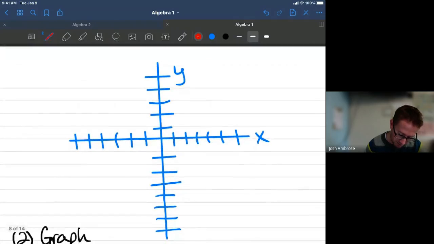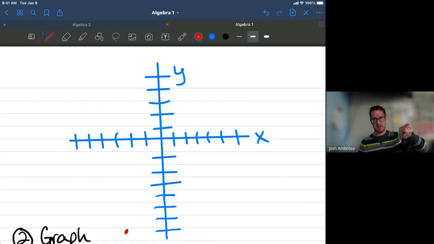So again, the first point, -3, -7. So we're going to go left 3 times. 1, 2, 3, down 7 times. That's going to have us right here. Left 3 times, because that was a -3, then down 7. So this is our first point right there.